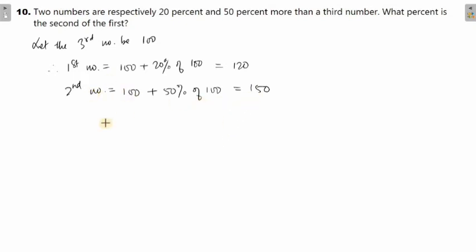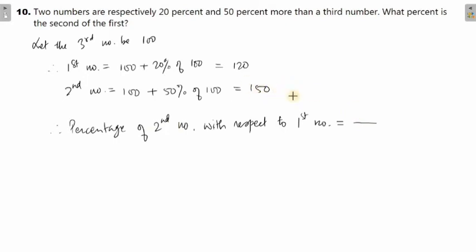All right, now the question is asking, what percent is the second of the first? So the second one is what percent of this? That's what the question is asking. Therefore, percentage of second number with respect to the first number. So the second number should come in the numerator. Second number is 150, and the first number should go to the denominator. So we have 120 in the denominator, into, since you are finding percentage, you have to multiply by 100.